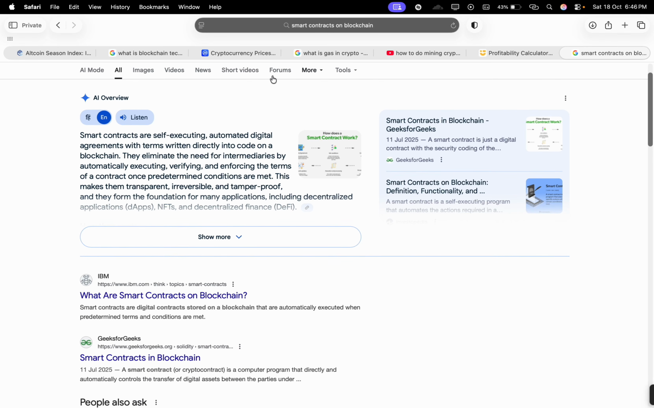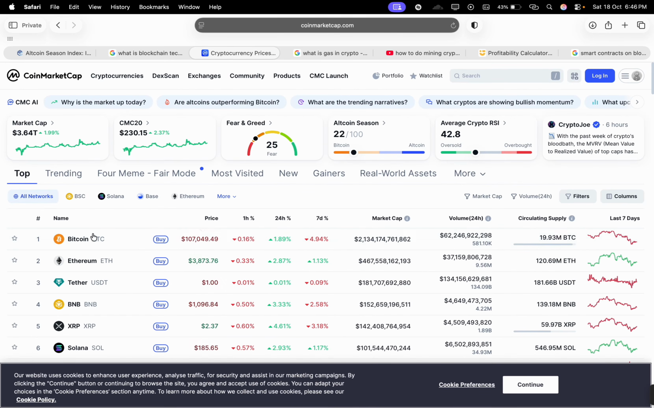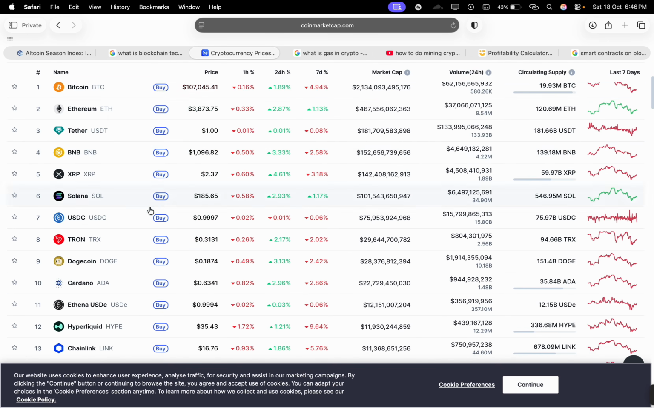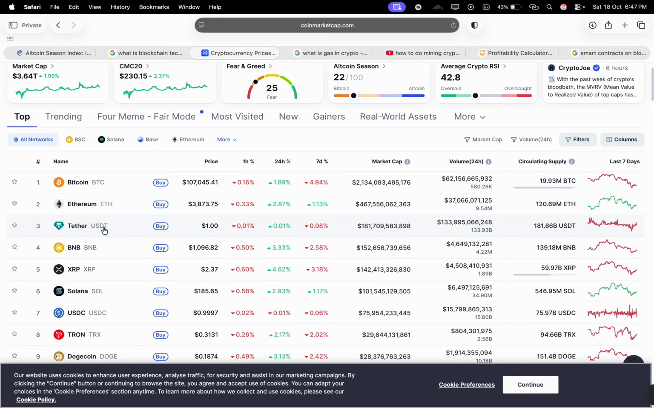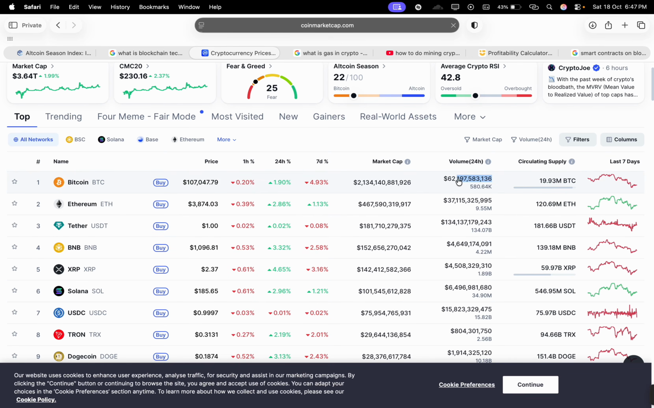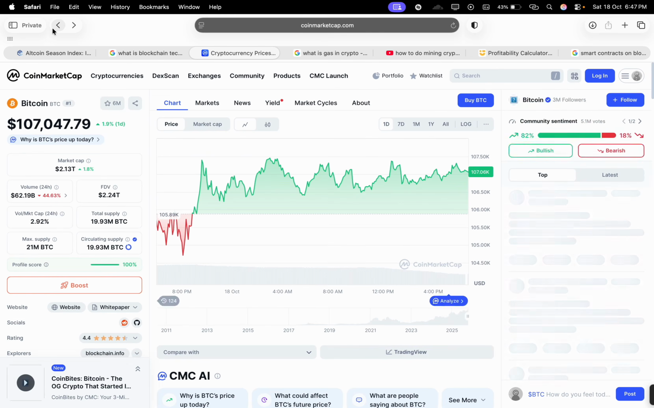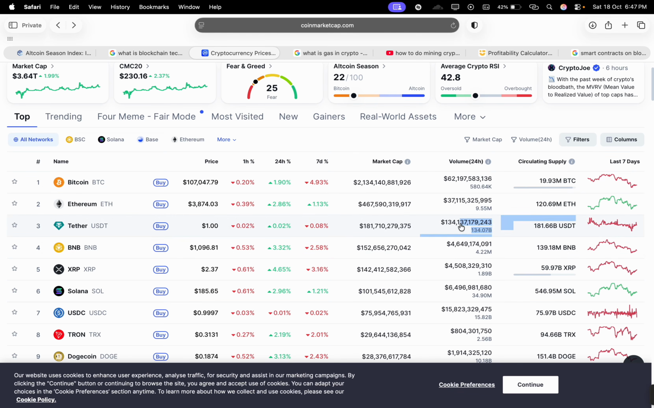So friends, if I go back to the CoinMarketCap, Bitcoin volume is 62 million. And if I show you the volume of Tether, that is USDT, it will be here, third option. So the volume of Tether is more than Bitcoin, that is 133 million. If you don't know how to calculate it, see, 9 zeros are million. So this is 62 million, and this is 134 million.